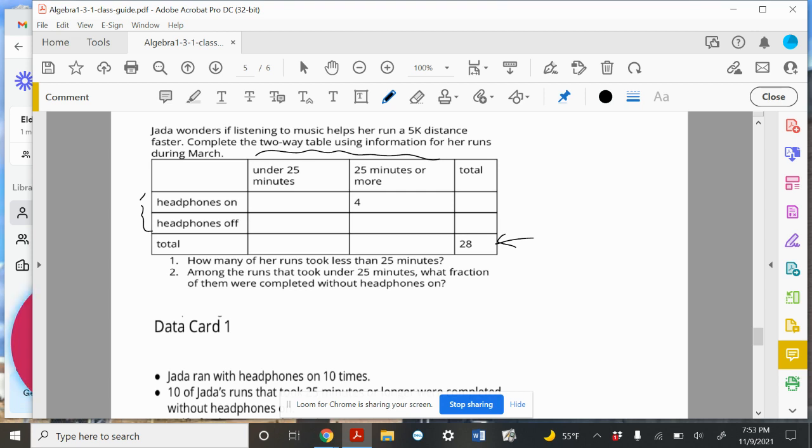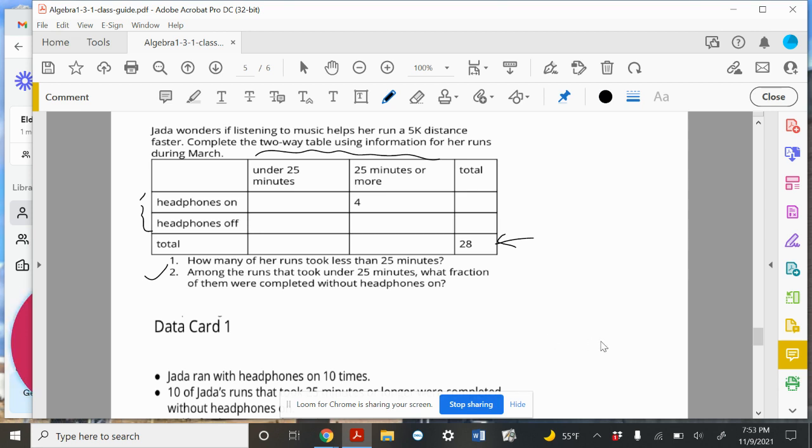Now, of course, right now we don't have enough information to see anything. So how many of her runs took less than 25 minutes? We don't know yet. Among the runs that took under 25 minutes, what fraction of them were completed without headphones on? So right now, we don't know either of those. So what we have to do is start filling in the data.